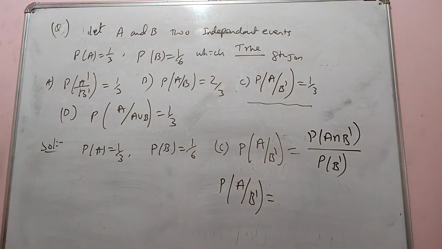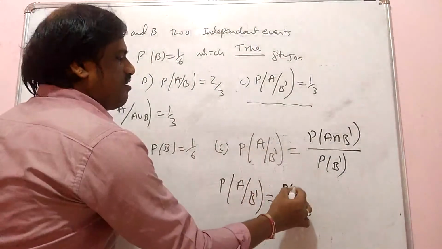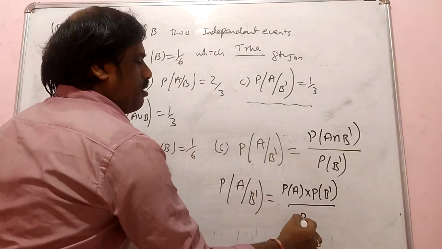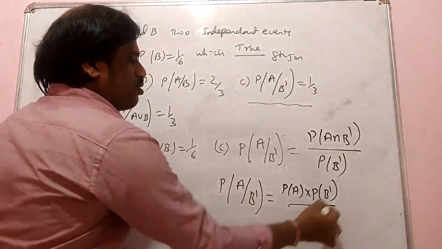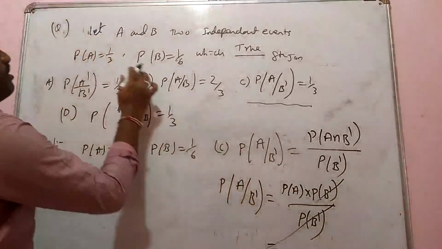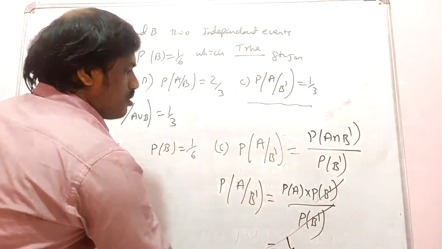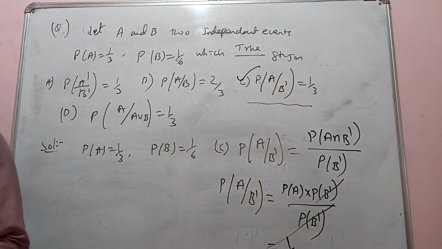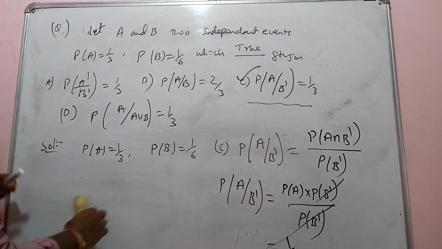A and B are independent, and A dash and B dash are also independent events. So probability of A into probability of B dash, divided by probability of B dash. So probability of B dash cancels. So probability of A, how much they have given? 1 by 3. So this answer you got is 1 by 3. C is the right answer. So that is the answer. Hope you understand here. So C is the right answer.